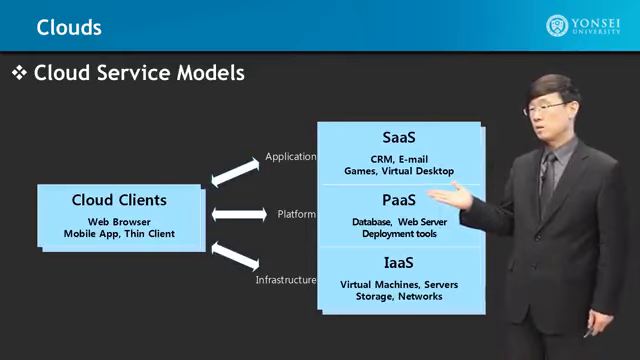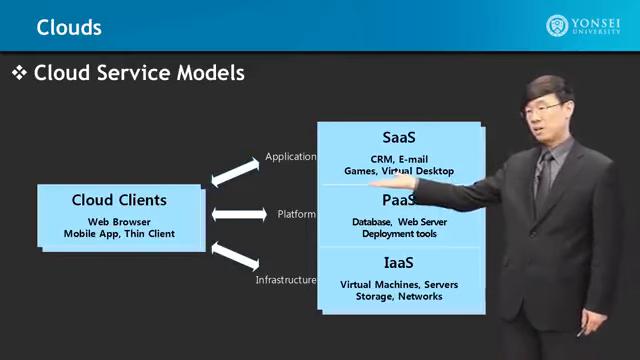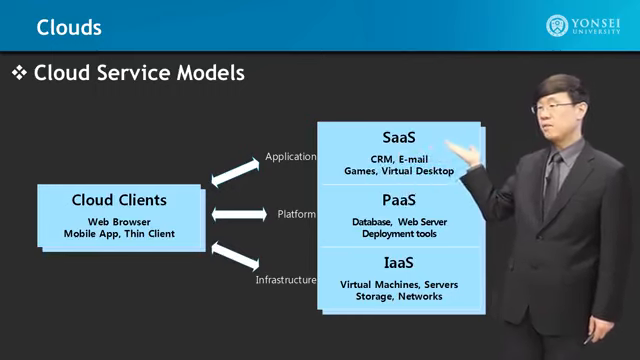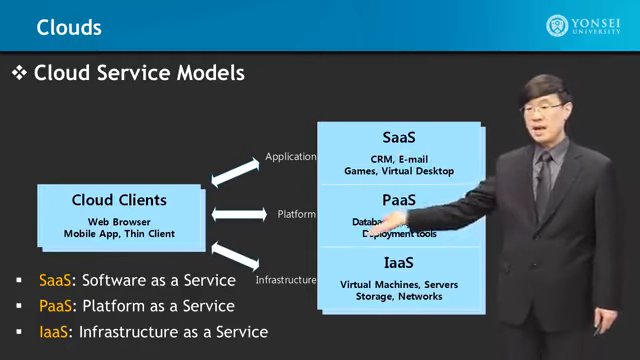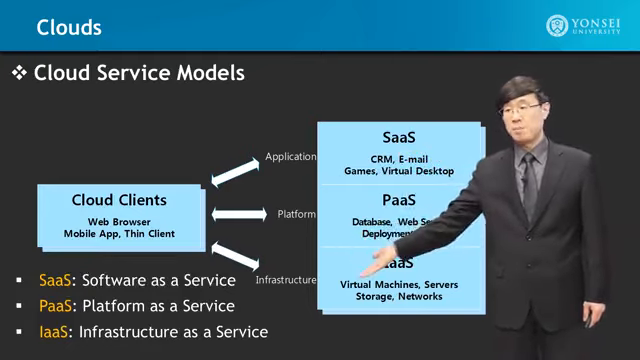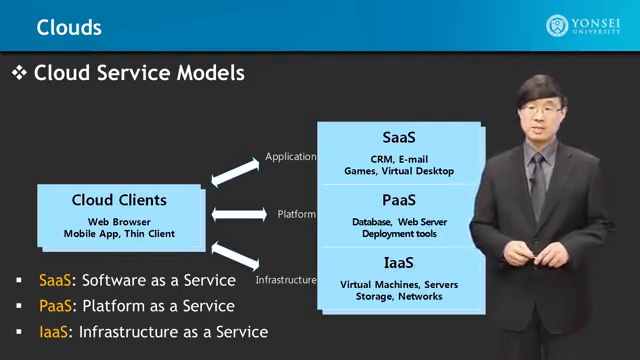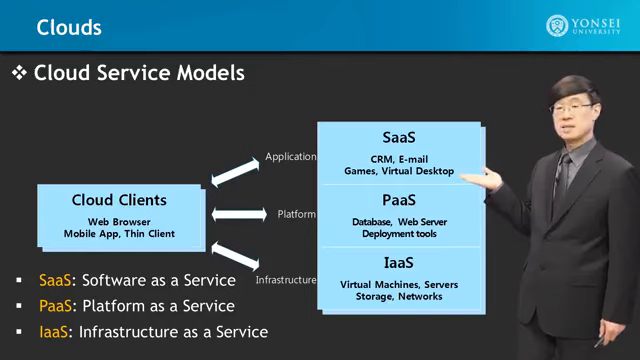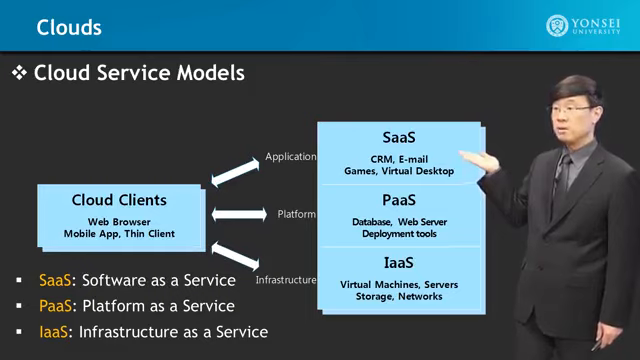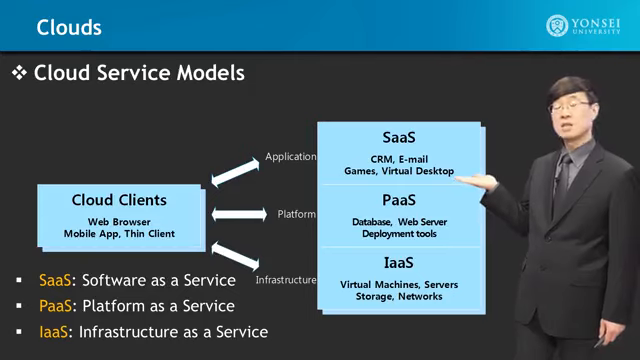The cloud service models look like this, in which we have cloud clients, and then we have SaaS, PaaS, and IaaS, like here. SaaS is software as a service, PaaS is platform as a service, and IaaS is infrastructure as a service. When you look at SaaS, it does CRM, customer relationship management, emails, games, and virtual desktop technology are based on SaaS, software as a service, cloud computing technology.